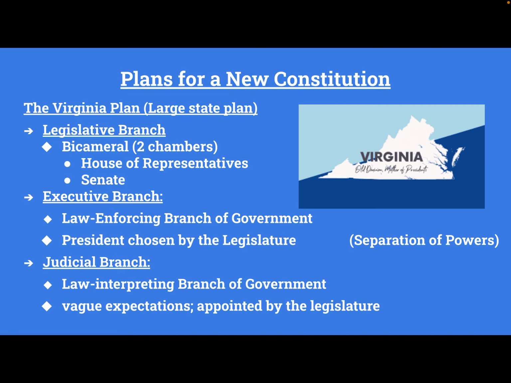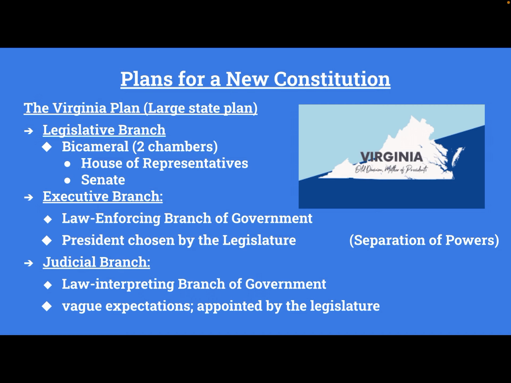This is a little different than how it ended up being, obviously, because we vote for president, things like that. But in this, what Virginia was saying is that you have two chambers in Congress, all based upon population. And then what would happen is those chambers, both chambers, would then vote and decide on the person to become president of the law enforcing branch.